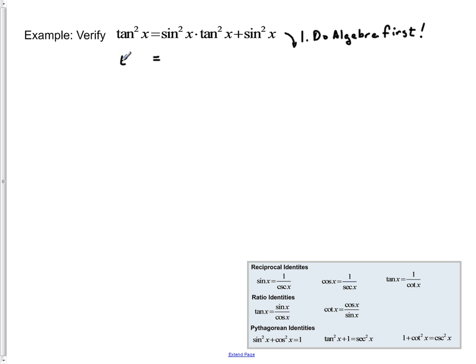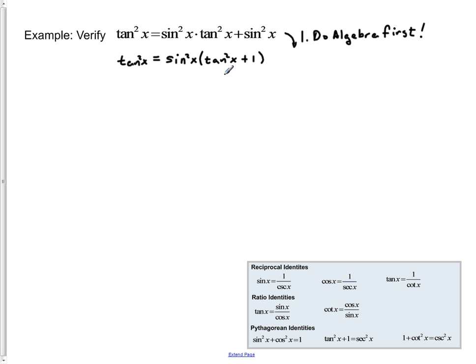Well, I'll tell you one thing that I see right away is that I do have tangent squared x on the left, and I don't want to change anything that has tangent squared x over here on the right if I can avoid it. So let's see what we can do. Sine squared x is a factor to both of the terms over here on the right-hand side. So let's try factoring it out. So we would have sine squared x multiplied by tangent squared x, and by the distributive property that would be plus 1. Well, okay, so that seems like it might be something right there.